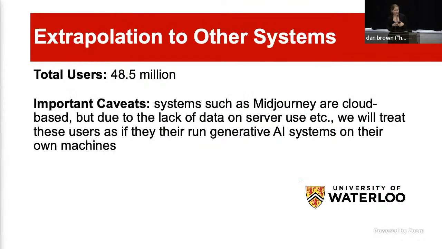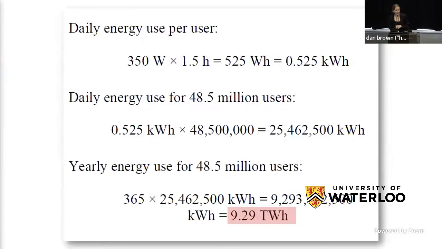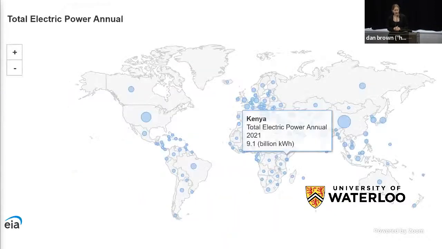We then extrapolated it to other systems. Again, we wish we had more data because, for example, Midjourney is a cloud-based system. People are not running it on their home computers. But for the sake of this initial calculation, we're just assuming that the 48.5 million users who seem to be using generative AI art systems at the moment are running something like this on their own computers. Again, we need more data, which we don't have at the moment. We put that into our energy calculation and we get to a yearly energy consumption of 9.29 terawatt hours, which, again at the higher estimate, is now equivalent to the annual energy consumption of Kenya.